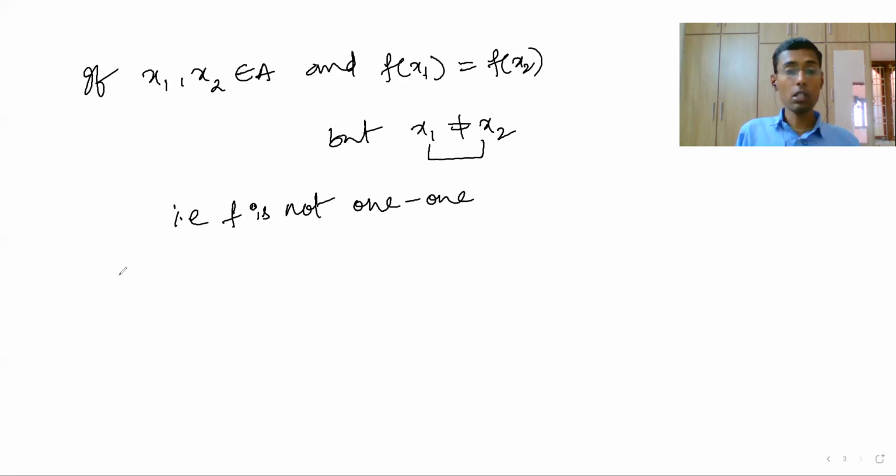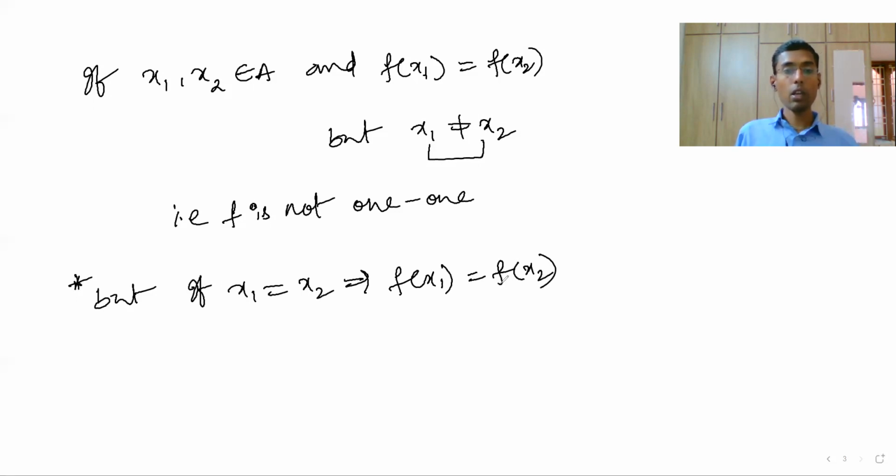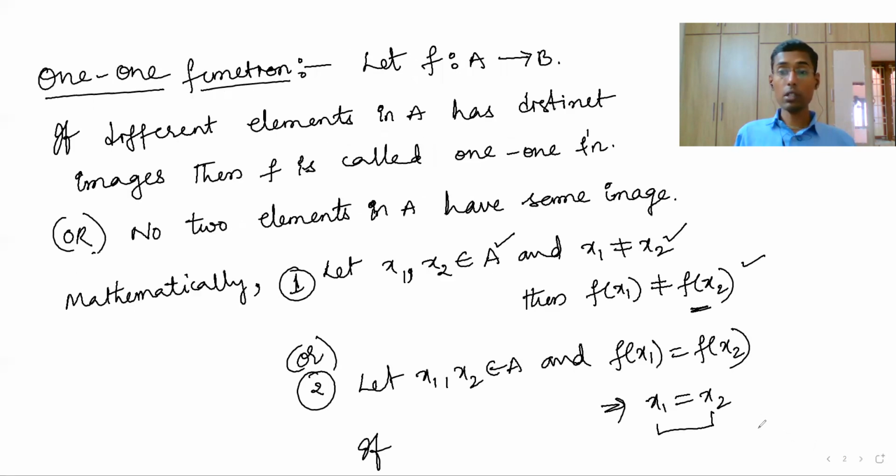This is very important. You have to prove like this: f of x1 equal to f of x2 implies x1 equal to x2, then it is 1-1, then f is 1-1. Understand this?